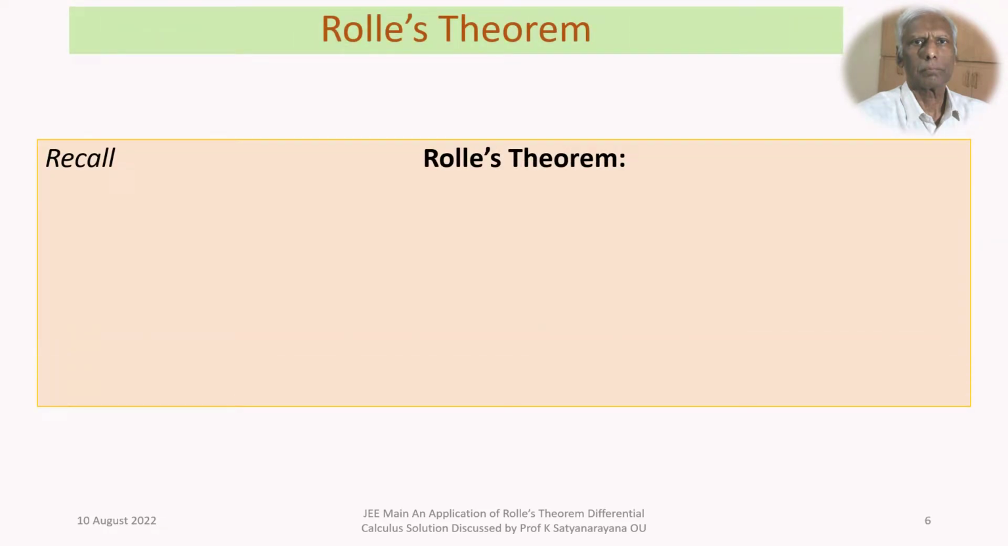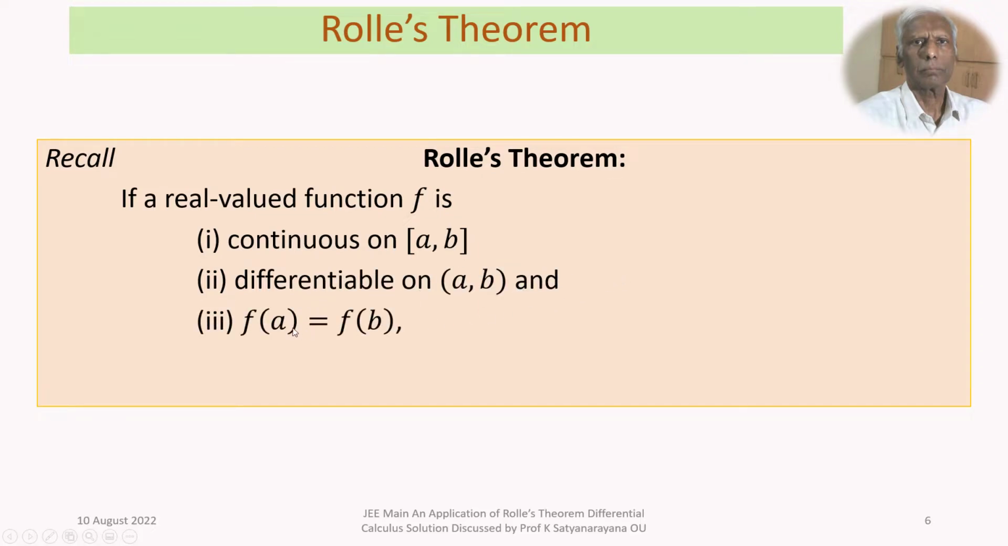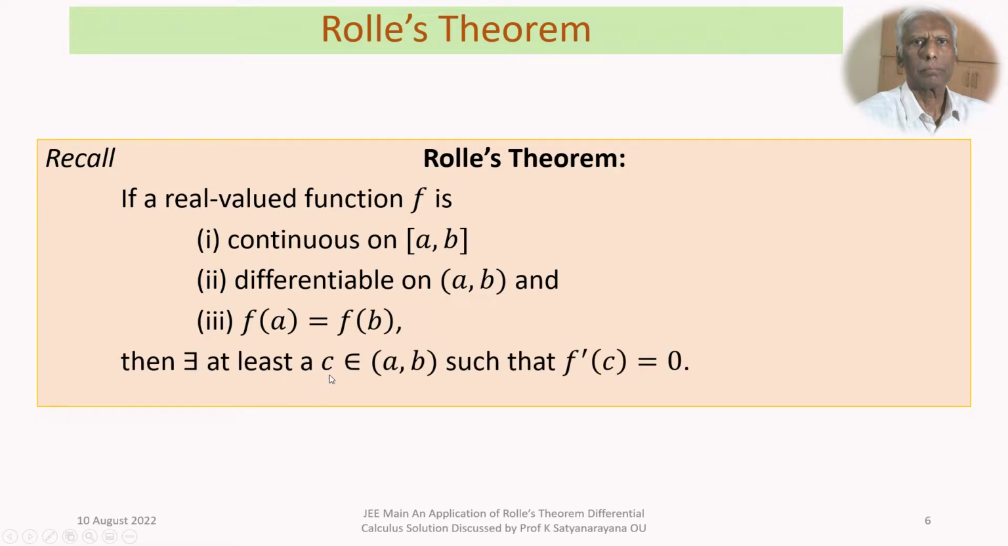Let's now recall Rolle's theorem, which we will be using in the proof of the result. If a real valued function f is continuous on the closed and bounded interval [a, b], differentiable on the open interval (a, b), and f(a) = f(b), then there exists at least one point c belonging to the open interval (a, b) such that f'(c) = 0. It's a very well known result, and we have been using it quite a good number of times.